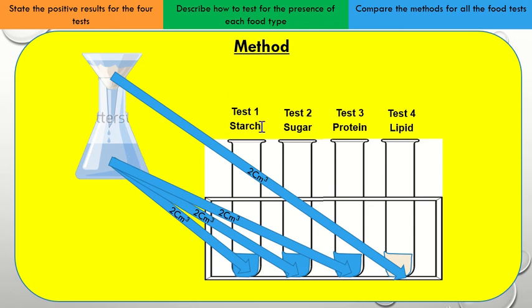Okay, so you can see for test 1, we're going to have starch. The next test, we're going to have sugar. The next one, we're going to have protein. And then last of all, we're going to test for lipids. Remember, lipids is also another name for fats.